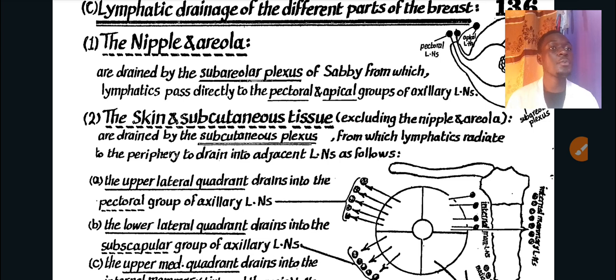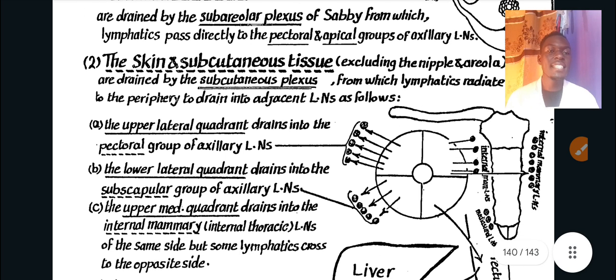Then the skin and the subcutaneous tissue, this one is actually mainly associated with the subcutaneous plexus, and this one actually radiates in different ways. Now, if you look at this diagram, we realize that the upper lateral quadrant drains into the pectoral group of the axillary lymph nodes, that is the anterior. Then the lower lateral quadrant drains into the subscapular group.